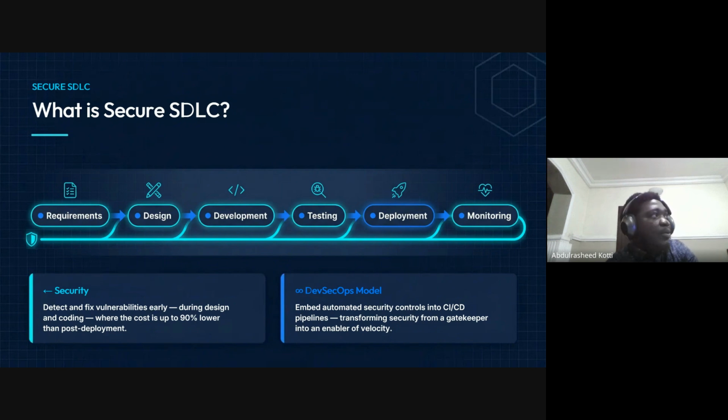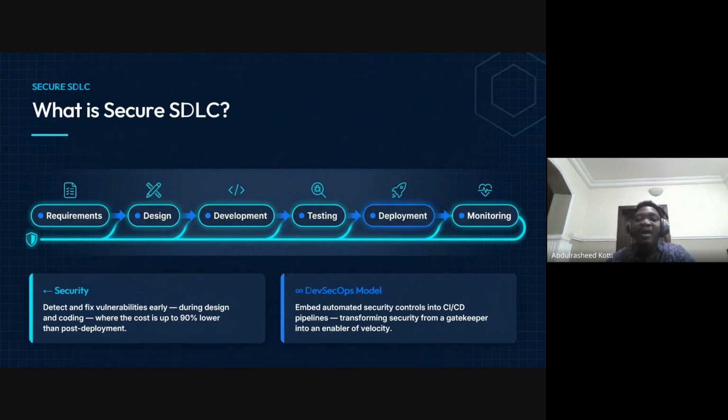And like I had said before, SDLC means Software Development Life Cycle, and this is the process of building software. It goes from planning to design to coding or development, like we call it, to testing to deployment. Now, secure SDLC means that you add security into each and every one of these stages that you can see on the screen.